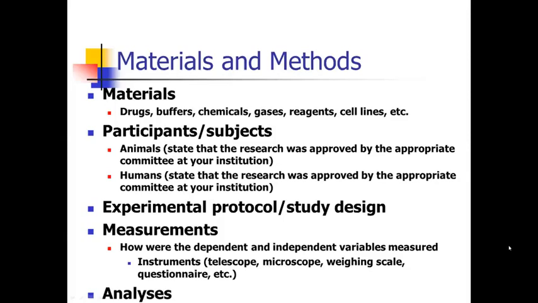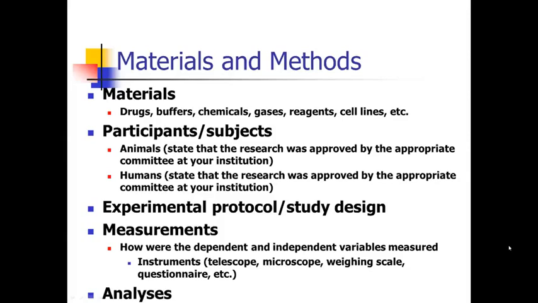You'll also have some kind of experimental protocol or study design, depending on exactly what type of study you're doing. What steps did you go through in your experiment? There's going to be something about measurements. Everybody has to measure variables no matter what discipline you're coming from. So how did you measure your variables? How did you measure your dependent and independent variables? What instruments did you use? Telescopes, microscopes, weighing scales, questionnaires, etc. And then finally, what analyses did you do? How did you analyze your data at the end of the day? Those are the basic elements.